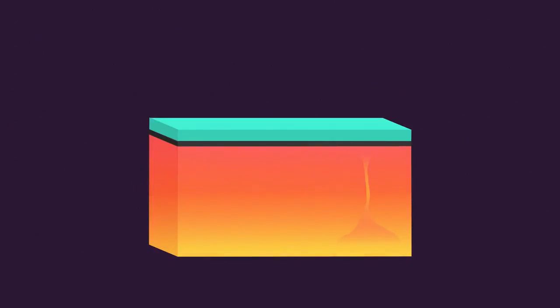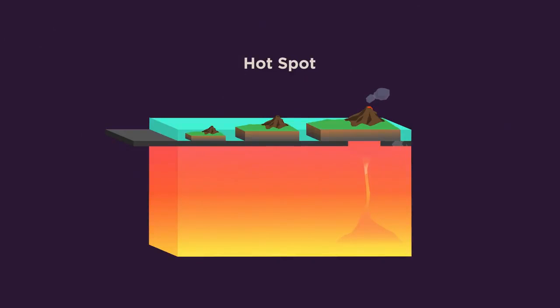Sometimes a convection current in the mantle is just a single upwelling, causing what is called a hot spot. As the plate moves over this hot spot, a series of islands form, as we see in Hawaii. Gradually, the older islands get eroded and disappear beneath the ocean.